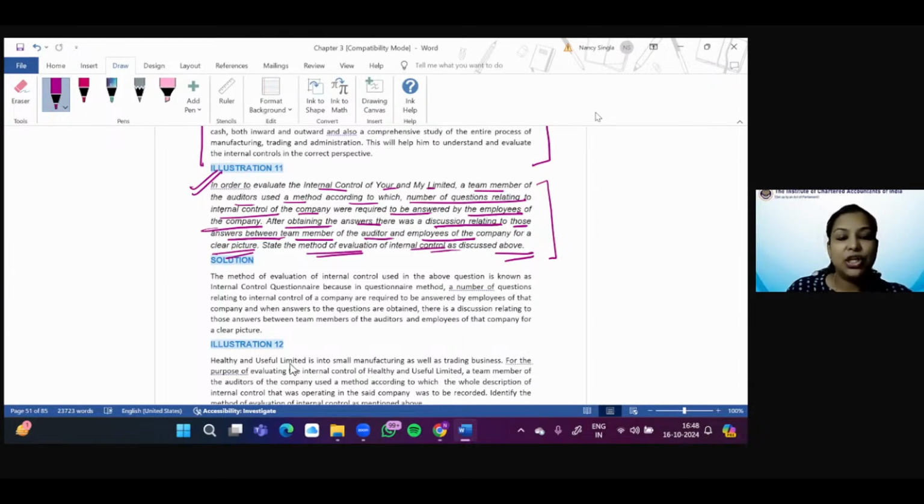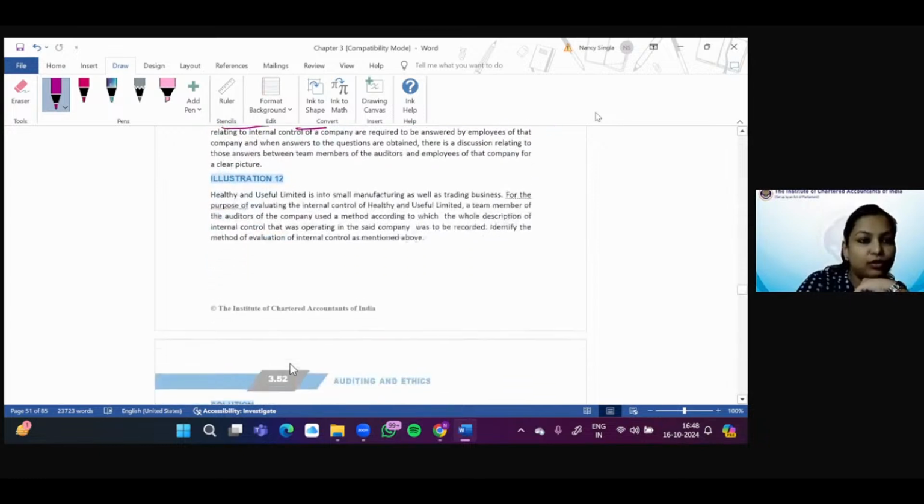So it is mentioned here that the same needs to be filled by the employees of the company, that is the client organization. So what is it? It is the internal control questionnaire. Right? Swati, you are correct. Go through illustration number 12 also.